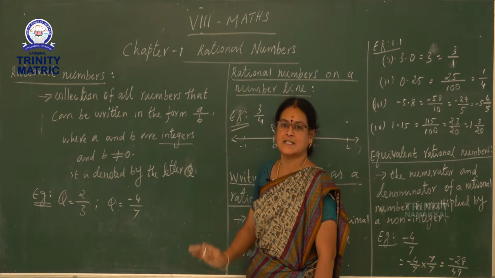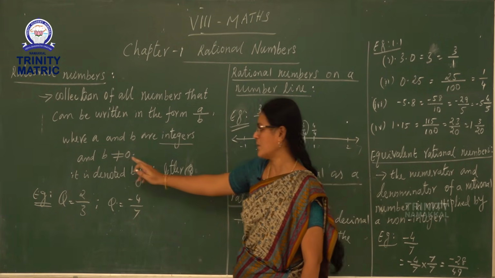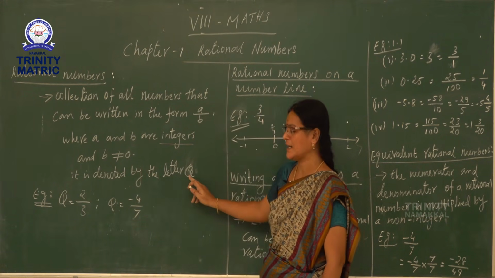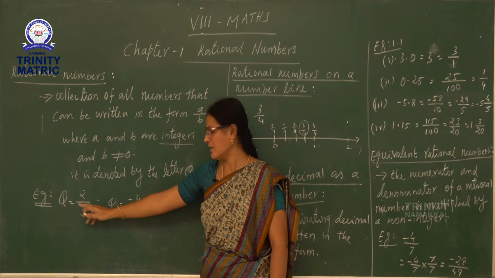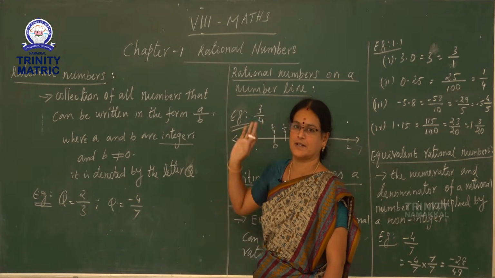If the denominator is 0, we cannot find the solution. So the denominator is not equal to 0. It is denoted by the letter Q. That Q is the rational number. I will give the example. Q is equal to 2 by 3 and minus 4 by 7, etc.